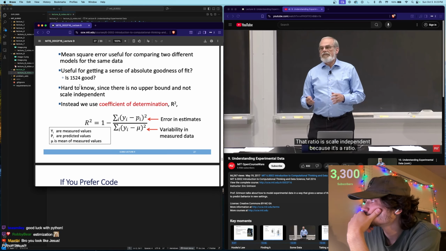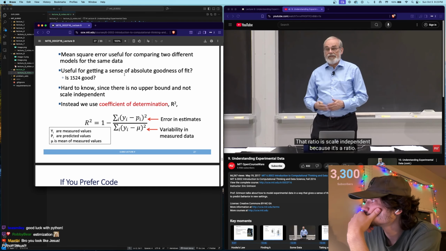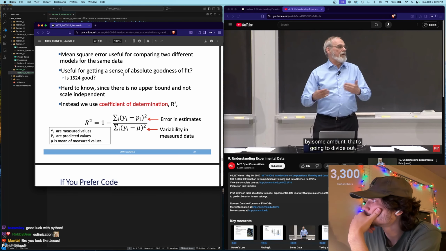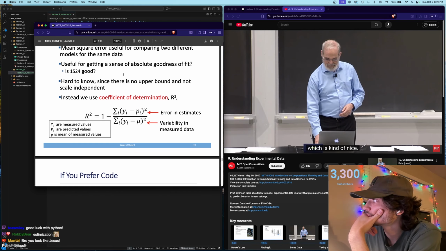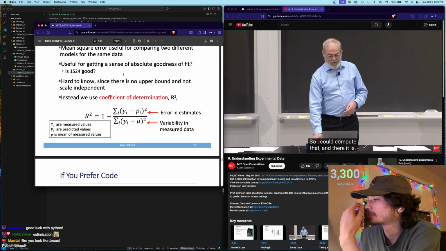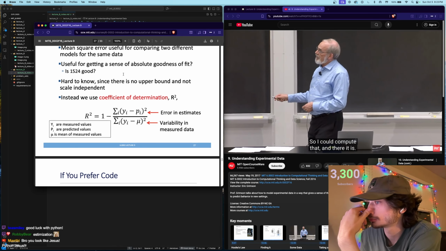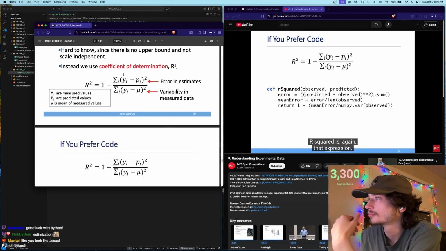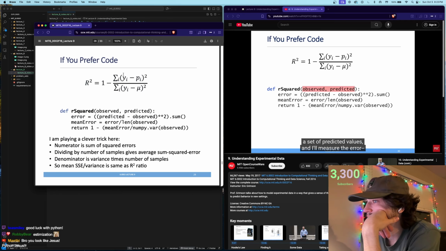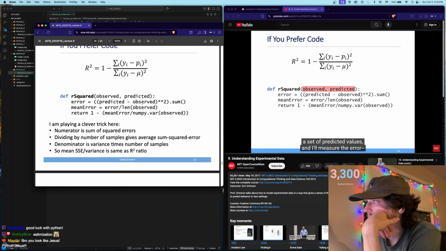That ratio is scale independent because it's a ratio. So even if I increase all of the values by some amount, that's going to divide out, which is kind of nice. So I could compute that. And there it is. R squared is, again, that expression. I'll take in a set of observed values, a set of predicted values. And I'll measure the error.